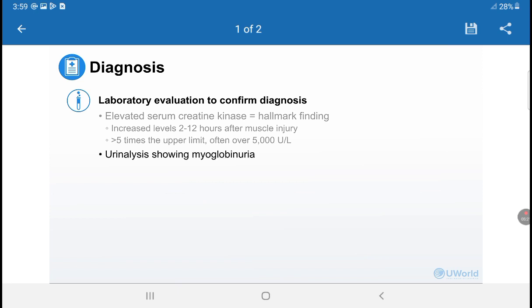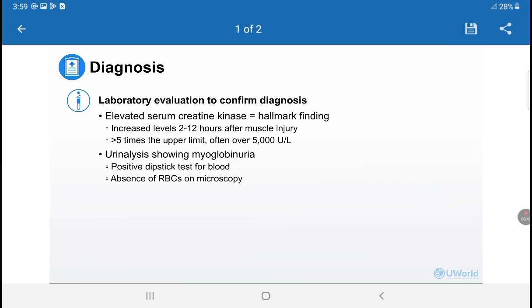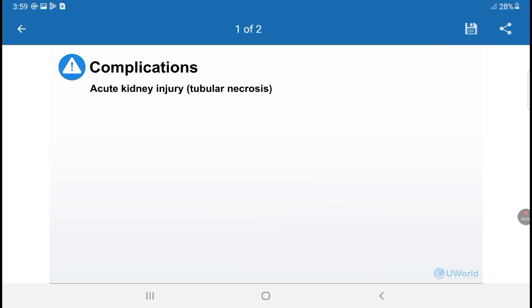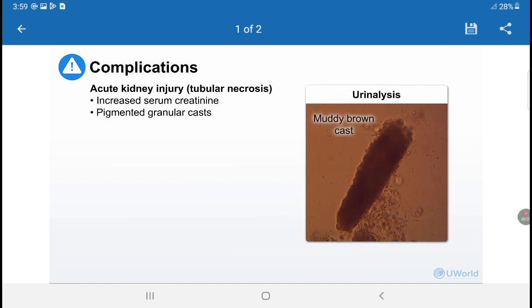Urinalysis can also be helpful for making the diagnosis. The dipstick test for blood detects the heme component in myoglobin and hemoglobin, not actual RBCs, so a positive dipstick test in the absence of RBCs on microscopic examination can provide supportive evidence of myoglobinuria. If untreated, rhabdomyolysis can lead to severe complications. As mentioned, kidney injury due to acute tubular necrosis is a common consequence of myoglobinuria. Clinical manifestations include an increase in serum creatinine and characteristic pigmented granular casts on urine microscopy.